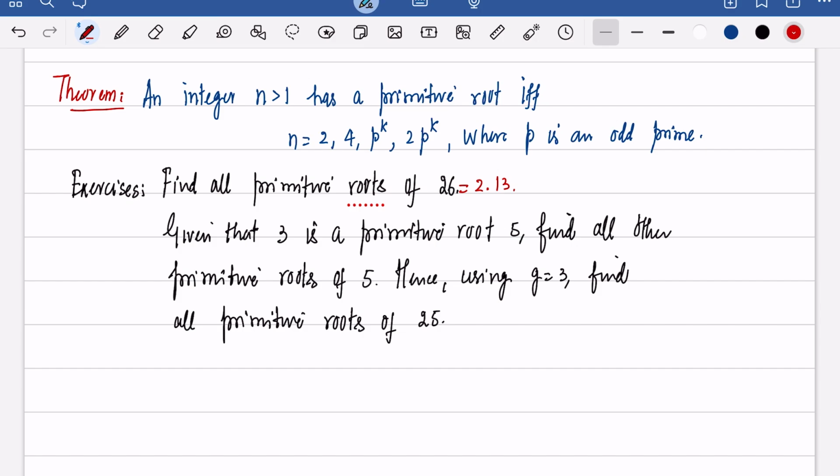Now the next exercise: given that 3 is a primitive root of 5, which can also be verified since 3^4 is congruent to 1 modulo 5, so 3 is a primitive root as it has order equal to phi of 5, which is 4. Using this 3 as a primitive root of 5, we have to find all the other primitive roots of 5. The next question is, using this primitive root 3, we have to find all the primitive roots of 25.